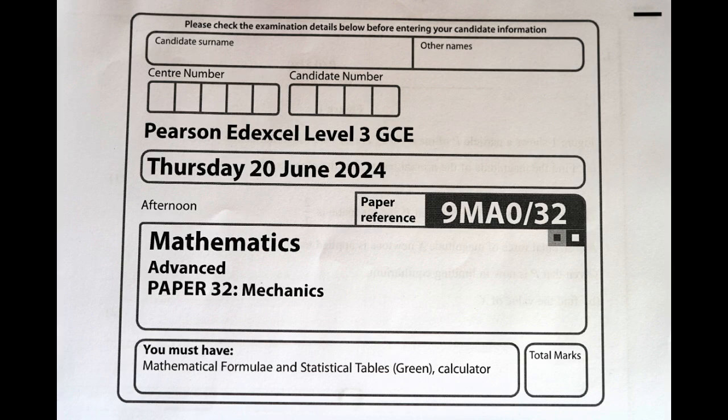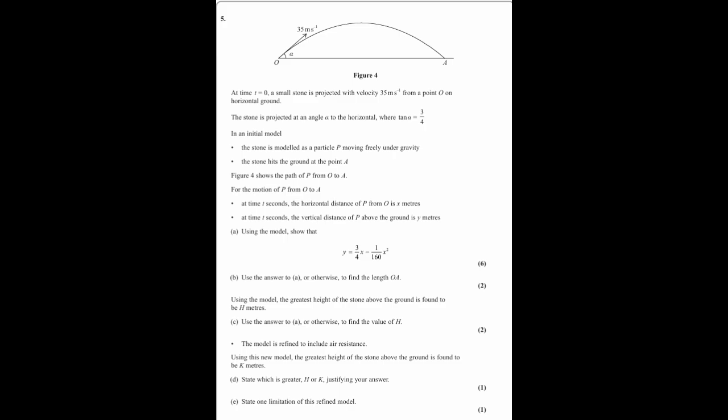Hello, this video explains how to answer question 5 of this Edexcel A Level Maths Mechanics paper, and the video will end with what the mark scheme says on the subject. This question includes topics from Year 2 Mechanics Chapter 6, Projectiles, and Year 1 Mechanics Chapter 9, Constant Acceleration, and Year 2 Mechanics Chapter 5, Forces and Friction.